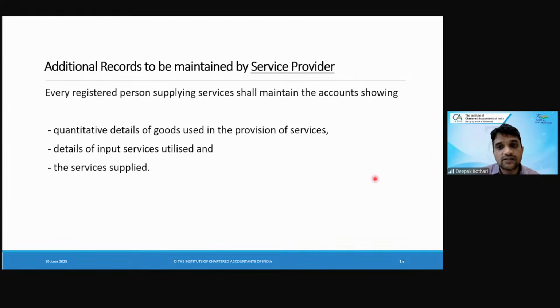Could you explain first one? Quantitative details of goods. Quantitative details of goods is any goods which you are buying, using it, and then you're providing services. So that details of the goods which you are using has to be maintained is what the first point is saying.